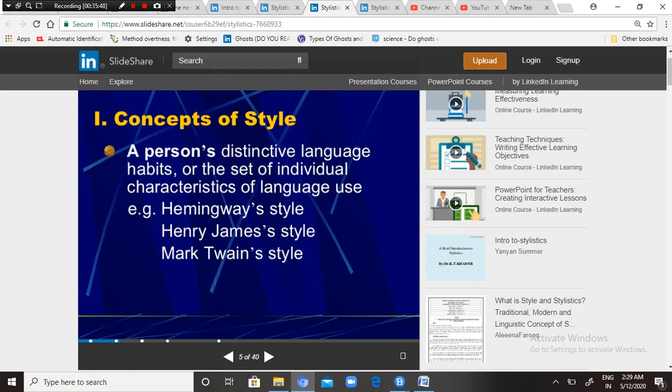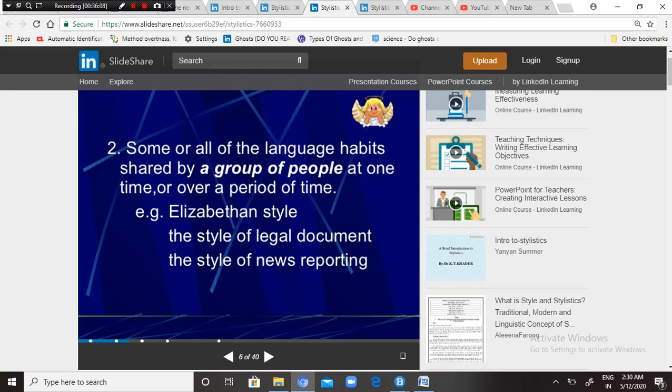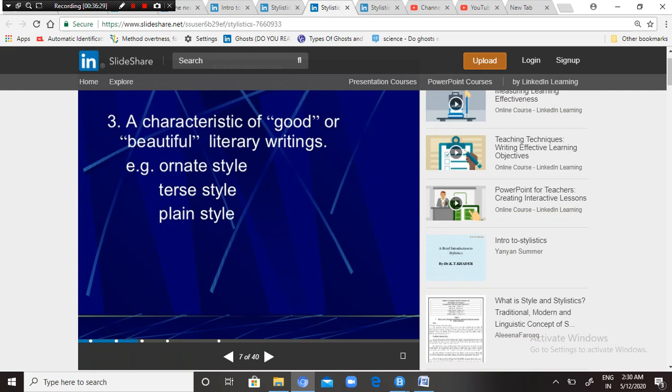Concept of style. A person's distinctive language habits are the set of individual characteristics of a language's uses, such as Hemingway style, Henry James style, Mark Twain style. These are all styles captured by the concept of style. Or some or all of the language habits shared by a group of people at one time or over a period of time: Elizabethan style, the style of a legal document, the style of news reporting. Or a characterization of good or beautiful literary writing: ornate style, crass style, and plain style.